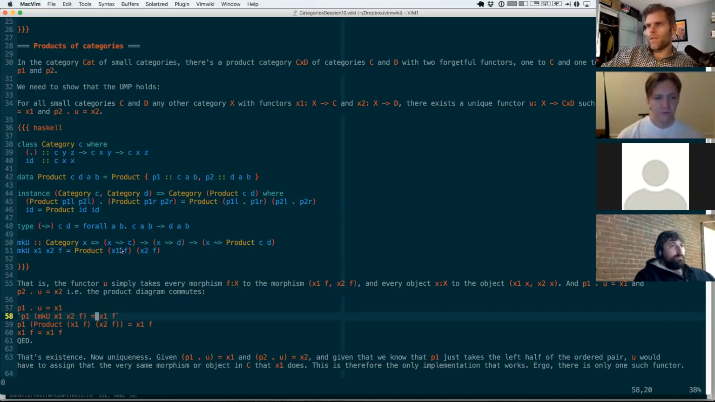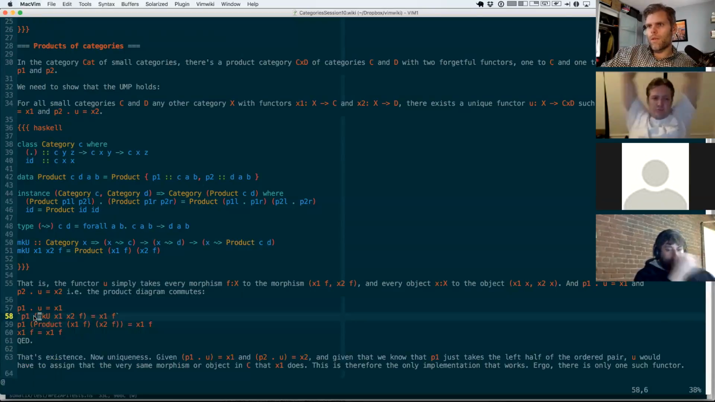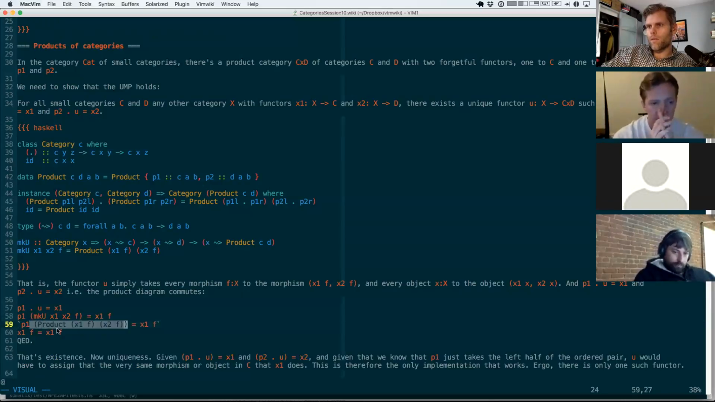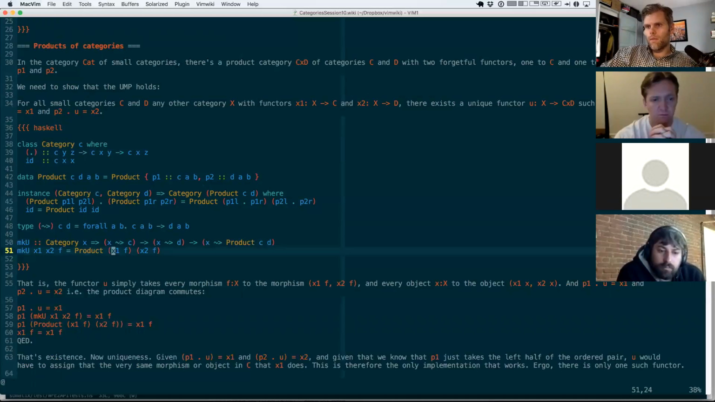And the definition of that is, well, it's X1 of F. Sorry, I substitute in the definition of make U here, which is the product of X1 of F and whatever. And P1 of that is going to be X1 of F. So X1 of F is X1 of F. And so that proves that this exists and that it has the properties that we want.